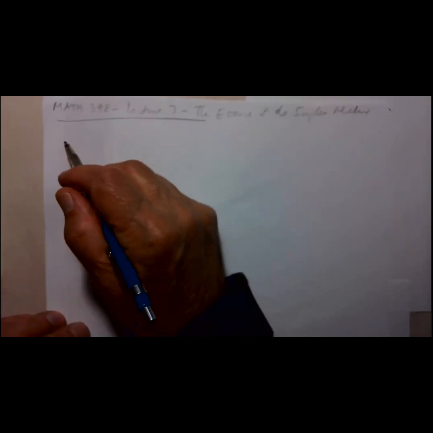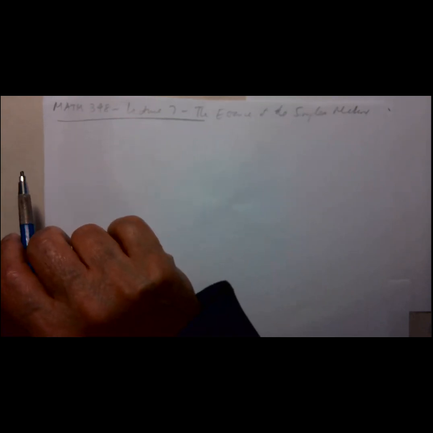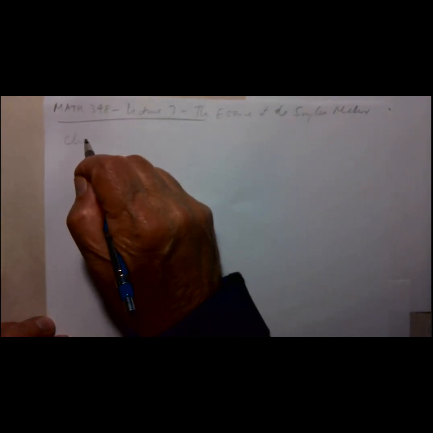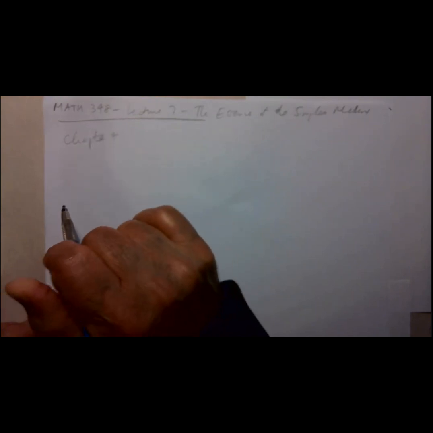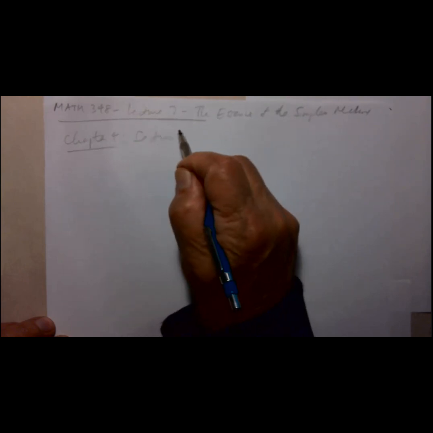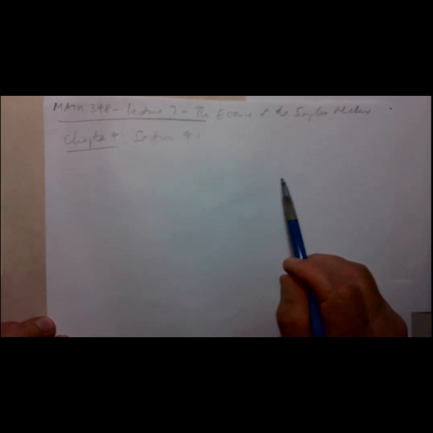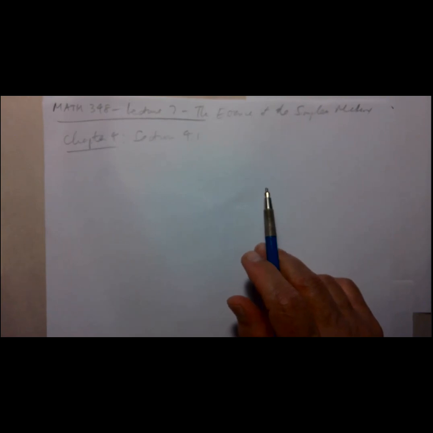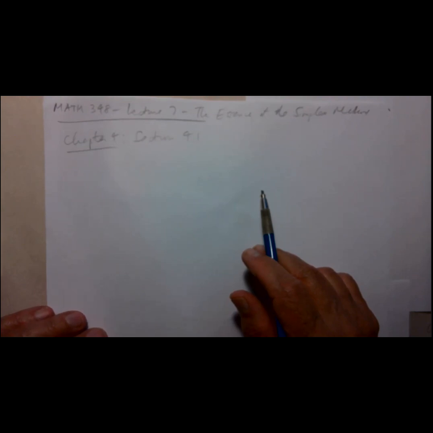Okay, this is the first of several talks on the simplex method, which is chapter 4 in the text. And today I want to talk about section 4.1, which is called the essence of the simplex method. We'll start with a kind of a geometrical presentation of this. And then in section 4.2, we'll talk about algebraically how the simplex method works.